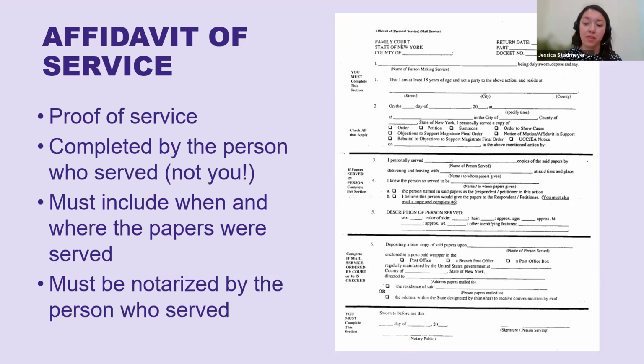This paper is proof that the other party knows about the case. Again, proof of service is required in order for your case to move forward. Otherwise, anyone could file a case against you and you would never know. So it's important to make sure that this document is filled out accurately.